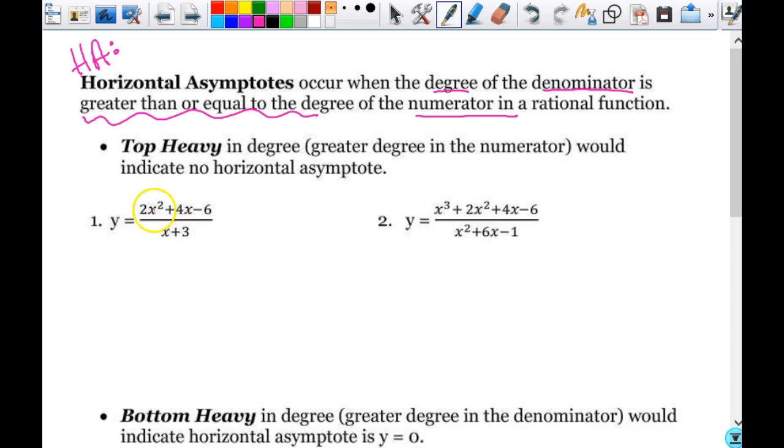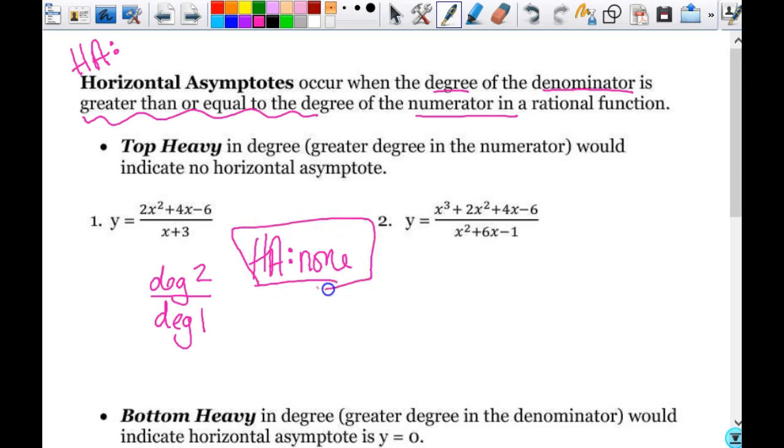So since this has a degree of 2 over a degree of 1, right? This is the degree of the functions. Then your horizontal asymptote is none. That's your answer right there. You don't necessarily have to write that out. I just want to make sure that I don't lose anybody.